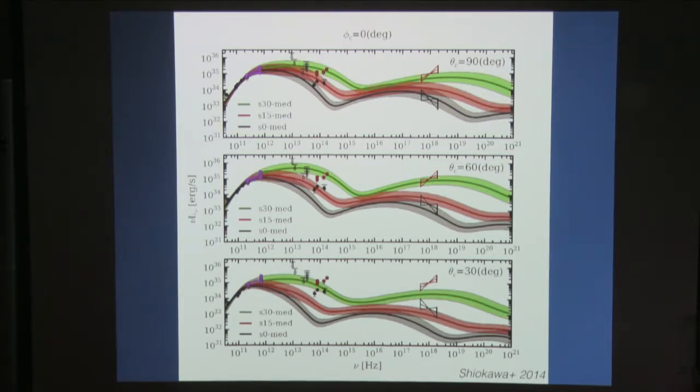Okay, so you can see that this model goes underneath the infrared points. So these are the infrared flares. And it's sort of close, sort of uncomfortably close to the quiescent X-ray points.